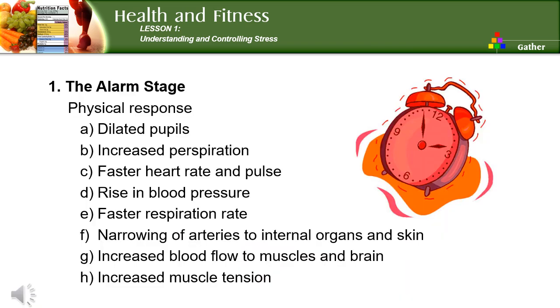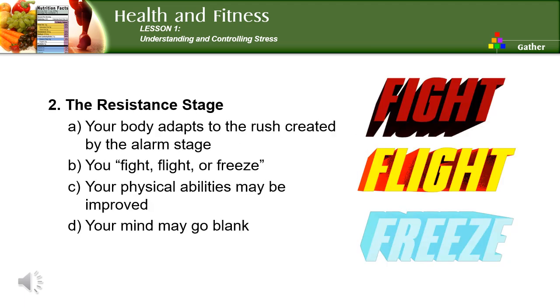In the alarm stage, physical responses include dilated pupils, increased perspiration, faster heart rate and pulse, rise in blood pressure, faster respiration rate, narrowing of the arteries to internal organs and skin, increased blood flow to muscles and the brain, increased muscle tension. If exposure to a stressor continues, the next stage of the stress response is resistance. Resistance is your body adapting to the rush created by the alarm and reacting to the stressor. This is the stage in which you fight, take flight, or freeze.